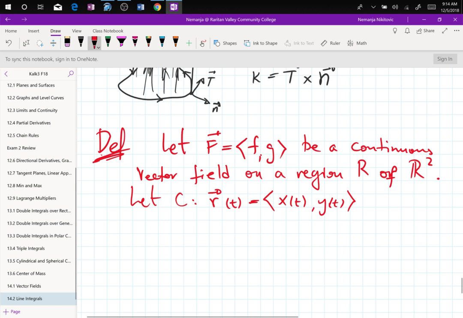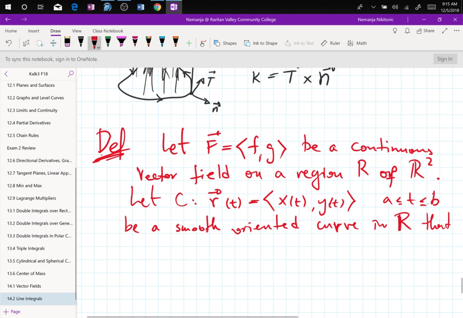A smooth oriented curve in R that, and this is very important, does not intersect itself. Number 8 or infinity, not good. It does not intersect itself. So 0 good, 8 no good.